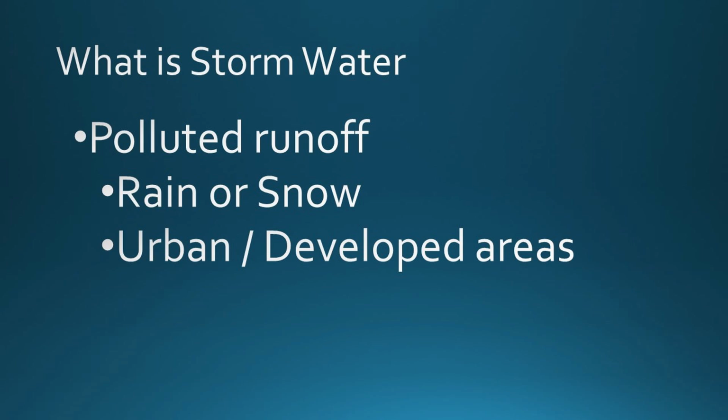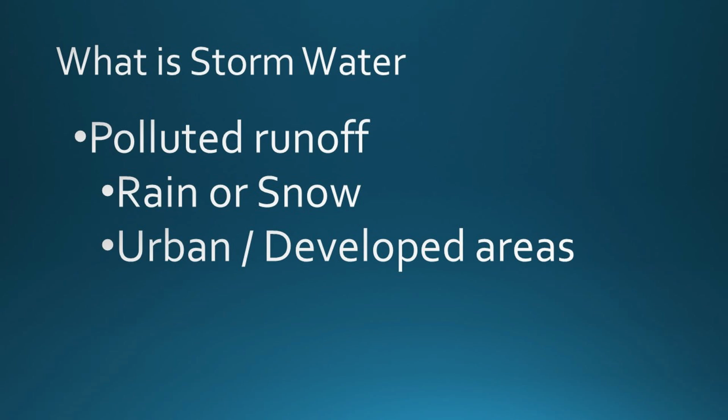And how we keep our communities clean. So, the first question, what is stormwater? Well, it is simply polluted runoff. Typically, it comes from rain or snow. May not always be rain or snow, but typically it comes from rain or snow.